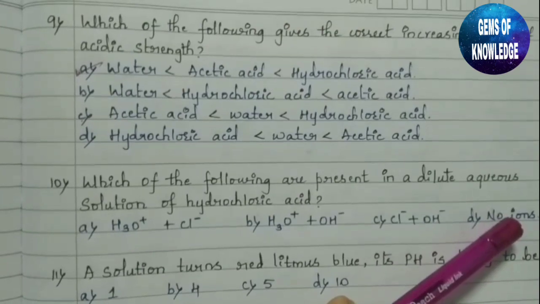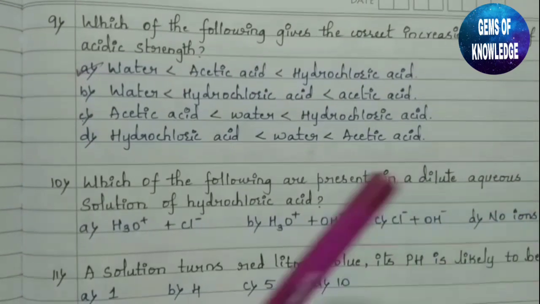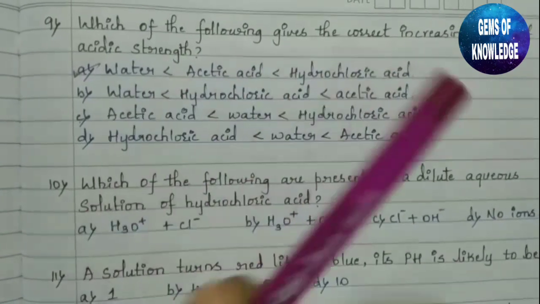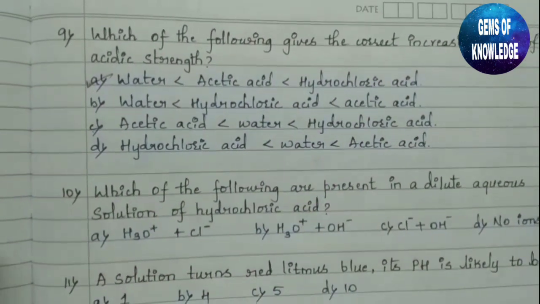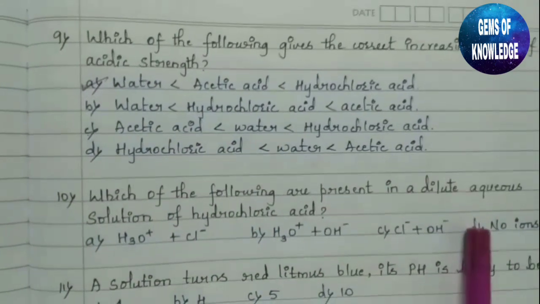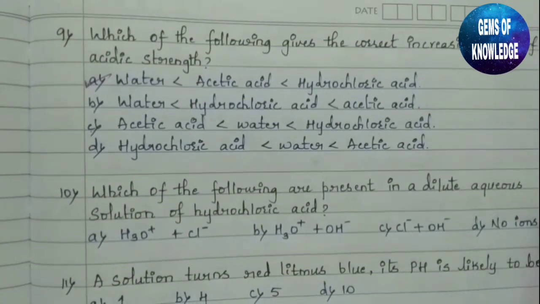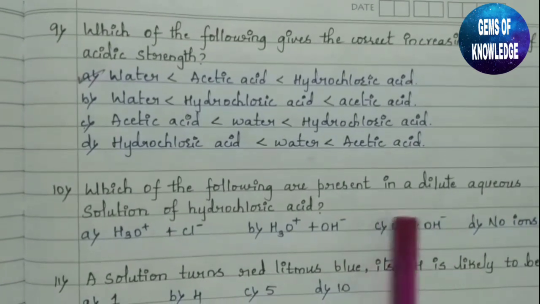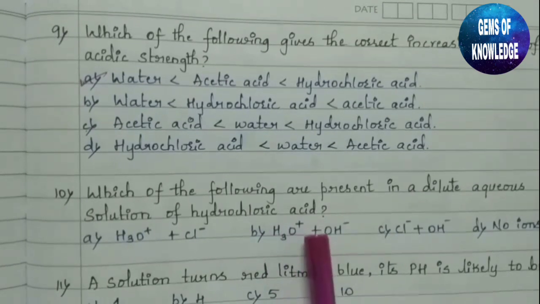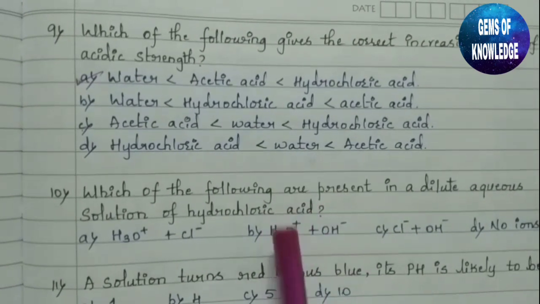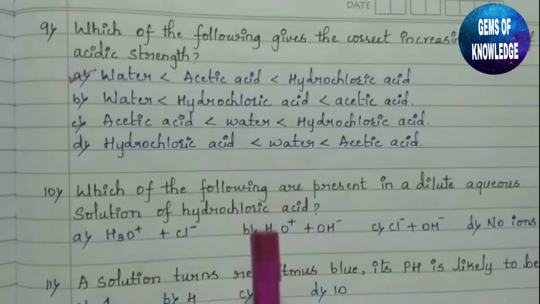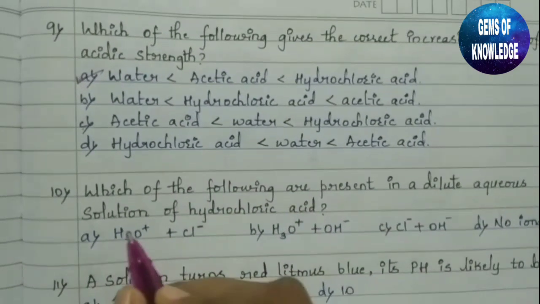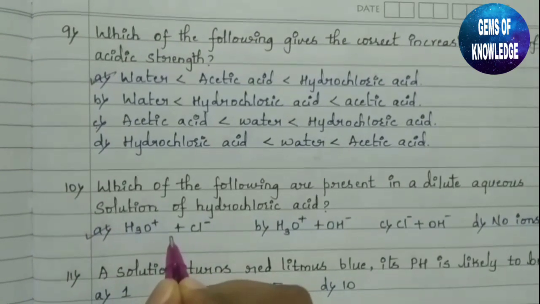minus, and no ions. So this is not the case, because you all know that when any acid is diluted into water, it will form its ions. Okay, so option D is totally neglected here. Then Cl minus and OH minus cannot occur, and H3O plus OH minus cannot occur, because what about chlorine atoms? So we need chlorine atoms also. So the correct option here is H3O plus Cl minus.